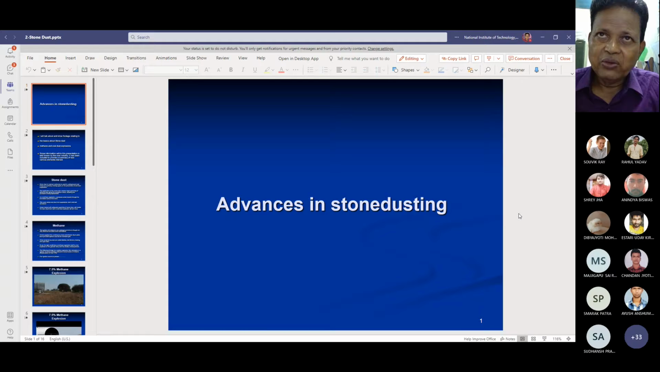Machines are nowadays available by the help of which the stone dust can be sprayed. The stone dust can be sprayed in the mines, in the galleries, to cover the coal dust, so that explosion is not going to take place. And for that purpose also, you can construct the stone dust barriers in the coal mines.